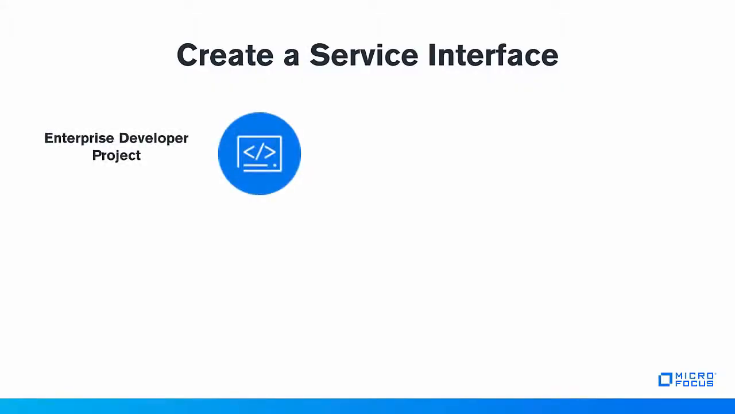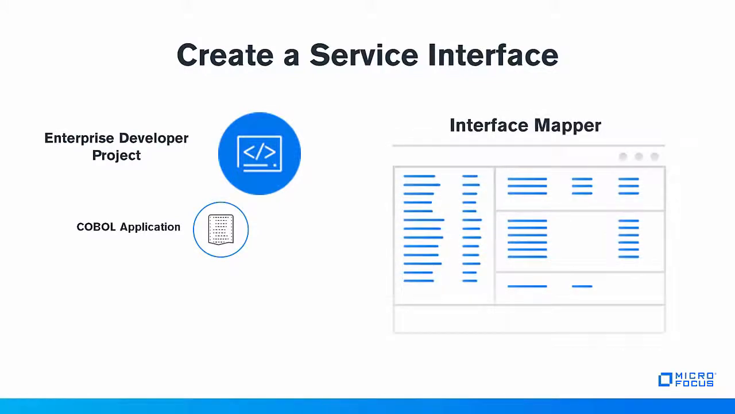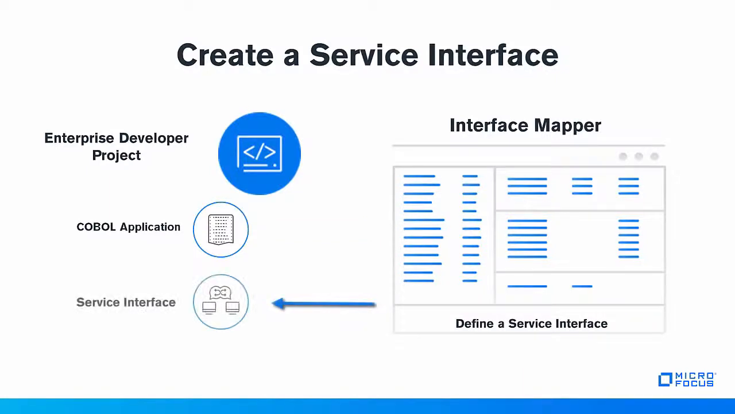Starting with an empty Enterprise Developer or Visual COBOL project, add a native COBOL application. Create a new service interface and load the application into the IMTK interface mapper. Using the interface mapper, define the service interface. The new service interface becomes a component of the project.